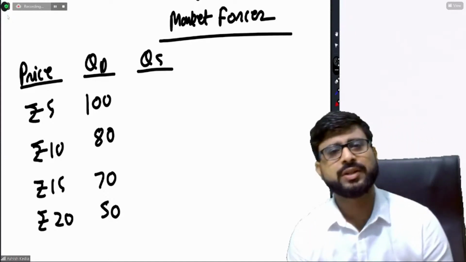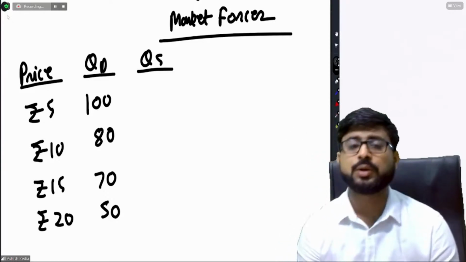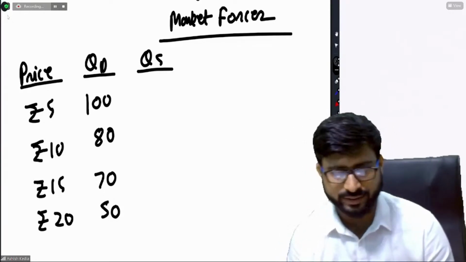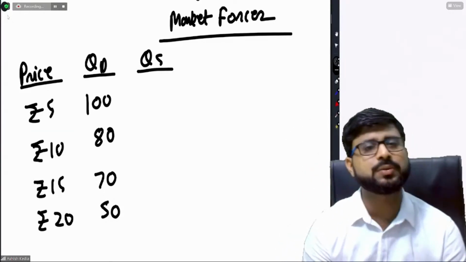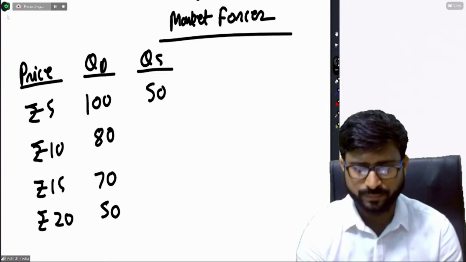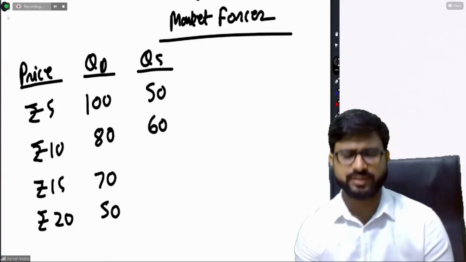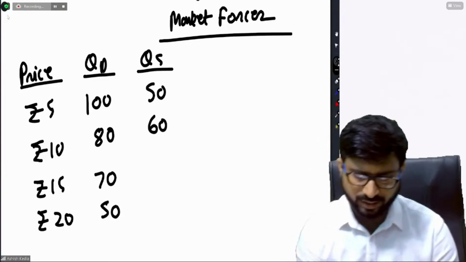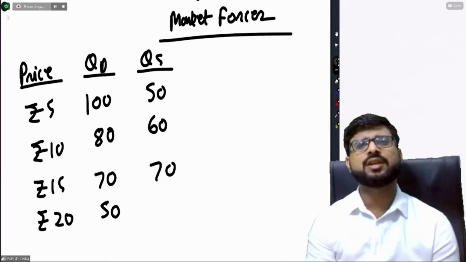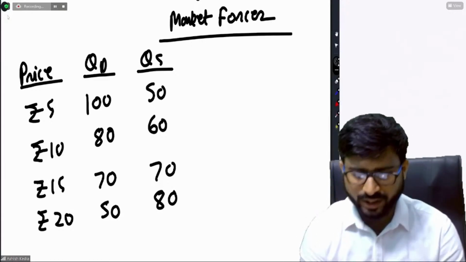But you all know, with the rise in price, the supply rises. So suppose price is rupees 5, then supply is 50. Price is 10, supply is 60. So price rise resulting in quantity supplied rising. Again 70, and again it came to 80.